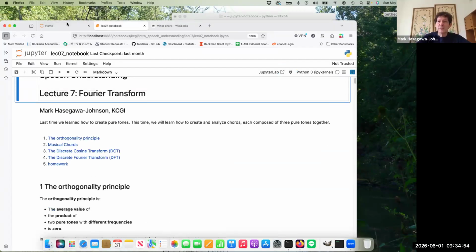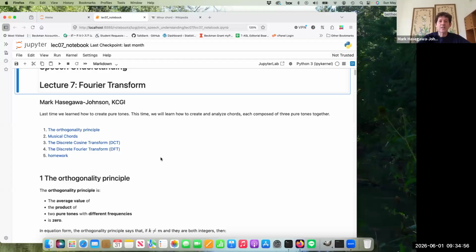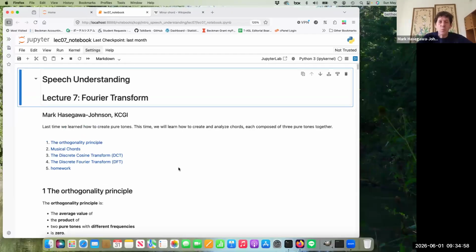So that's sort of the paradigm that I'm going to use today. I want to talk about how to analyze what the frequencies are in a chord. When you hear that chord, we know that it should be the root note, a minor third, and a perfect fifth, or the root note, a major third, and a perfect fifth. But if you just heard that chord, how would your computer analyze whether it's a major chord or a minor chord? How would your computer be able to analyze exactly what frequencies are there?